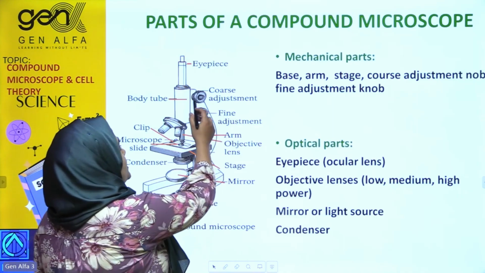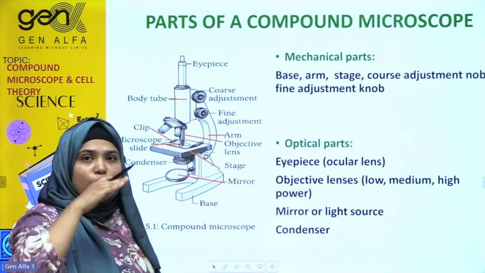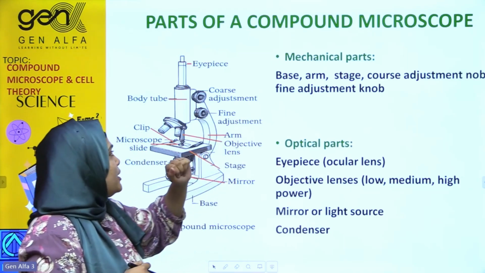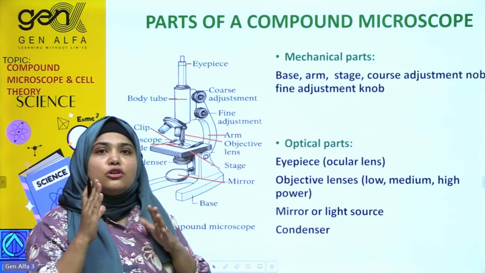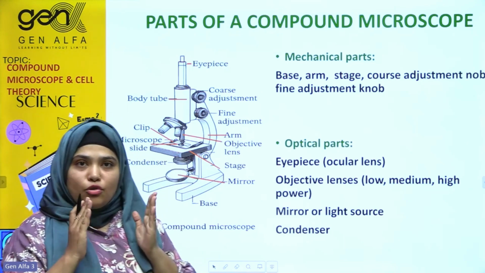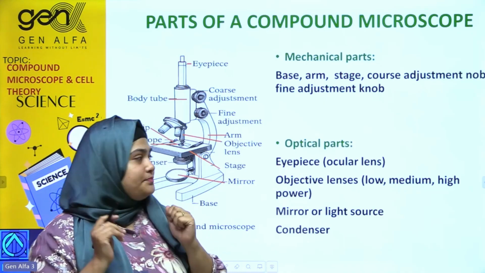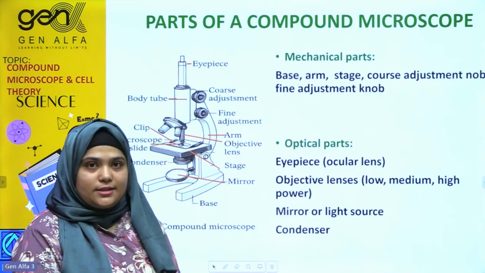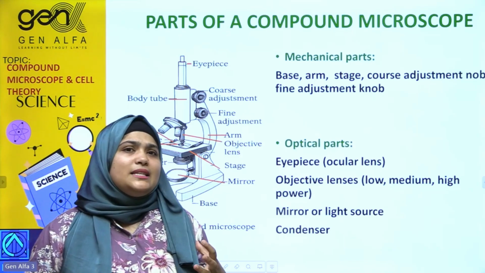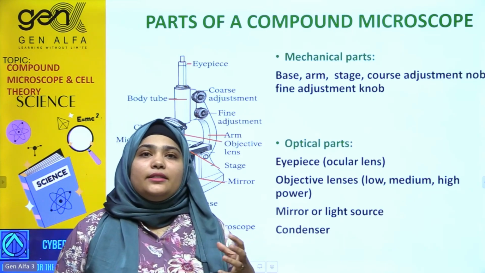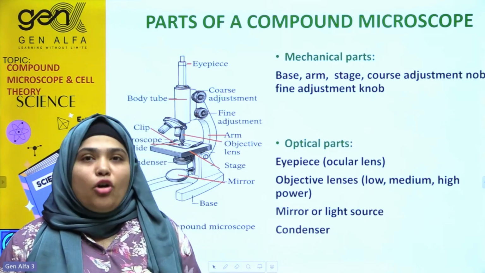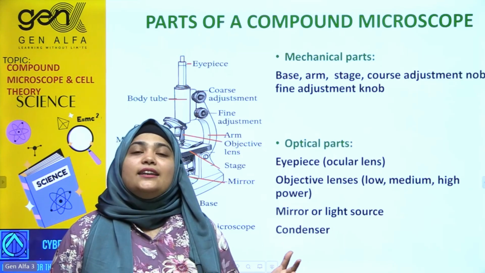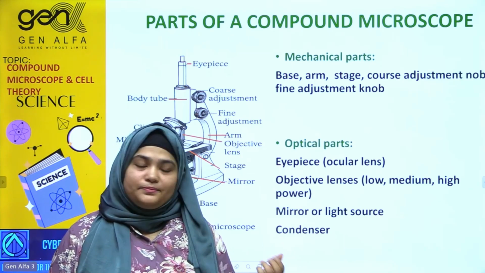This is the coarse adjustment knob, which is going to move the arm of the microscope, and the fine adjustment knob. This will also move the microscope arm. Now let's have a look at the optical parts. Optical means these parts are used to see the object, to look at the objects. They are just like the eye and lens of the microscope.